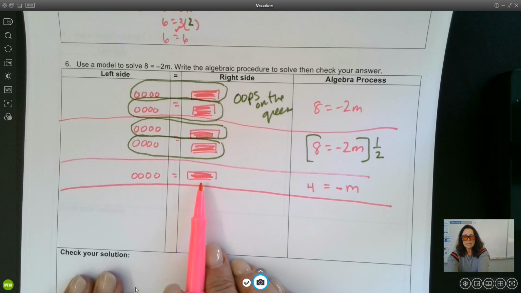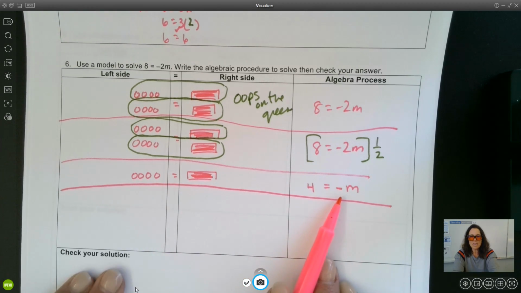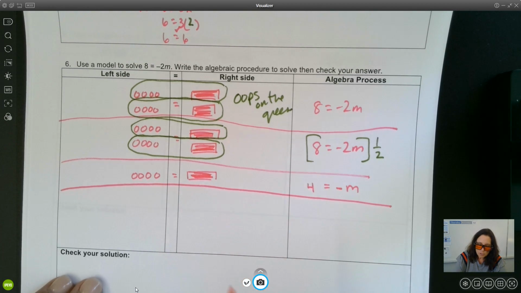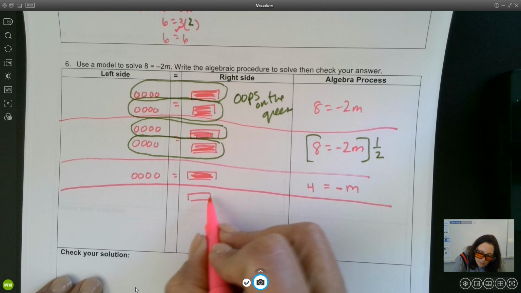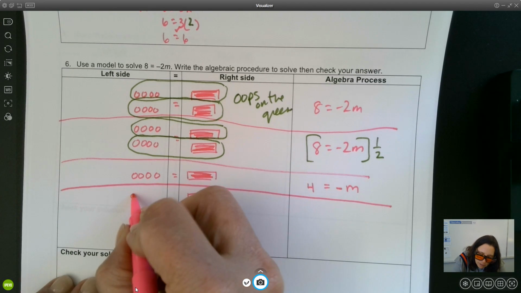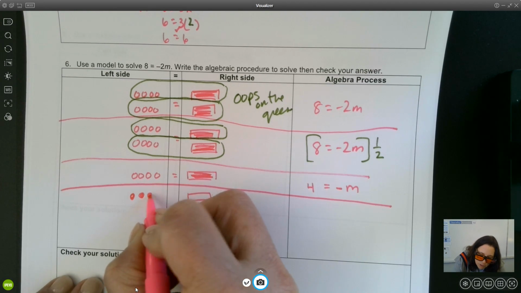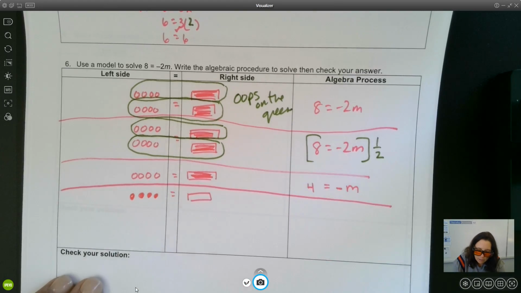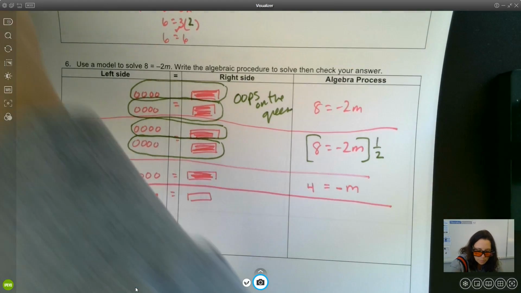Last step, you can never have a negative variable in your final answer. You can never have a negative variable. So we would just flip this over to be positive and flip these over to be positive. Let me show you with these chips.